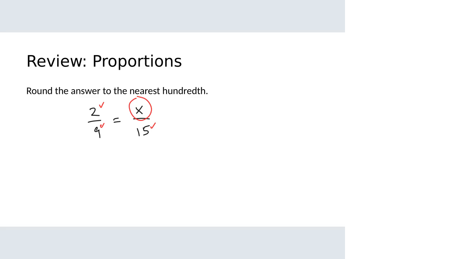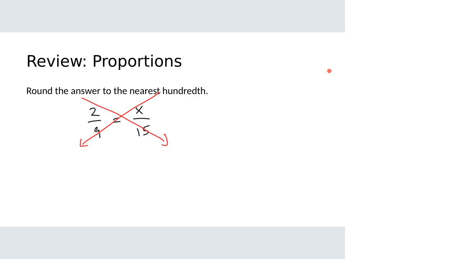That's what we put the x there for. We don't know what goes there yet. That's what we're going to find out. So this is a proportion. And to solve this, we use a technique called cross multiplying. When we have a setup like this, we use what's called cross multiplying. And we multiply this way, and we multiply that way.